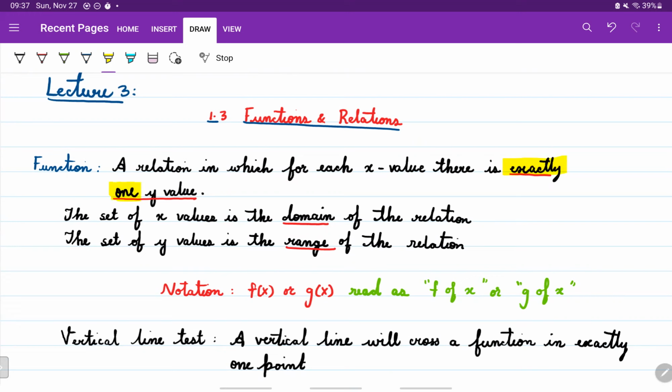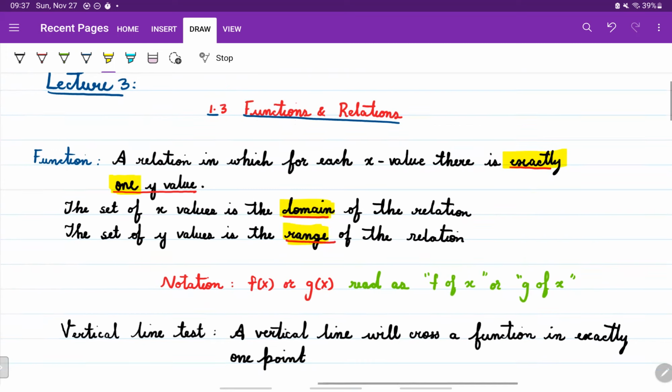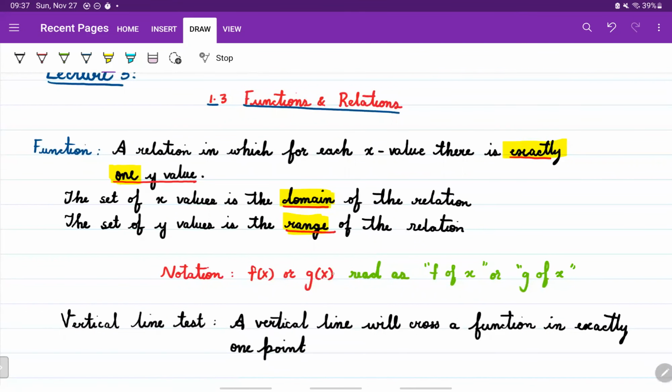The set of x values is the domain of the relation, and the set of y values is the range of the relation. The notation for a function is written this way, where either f is a function or g is a function, and it is read as f of x or g of x.